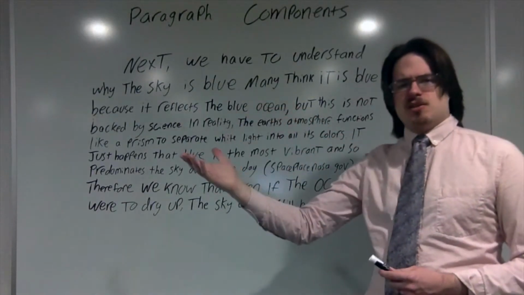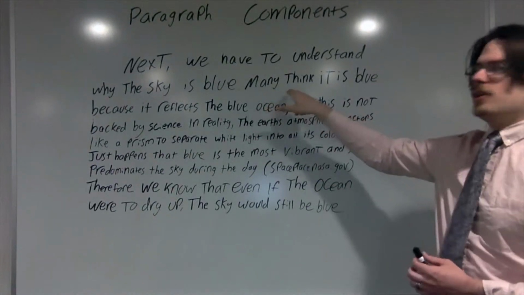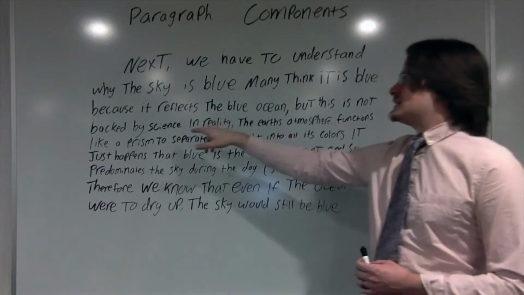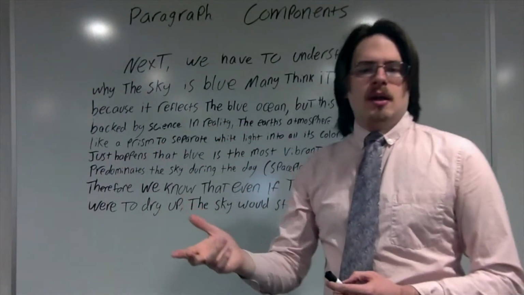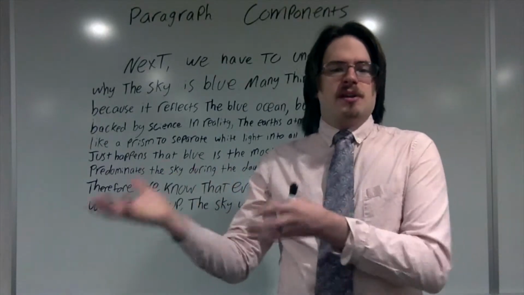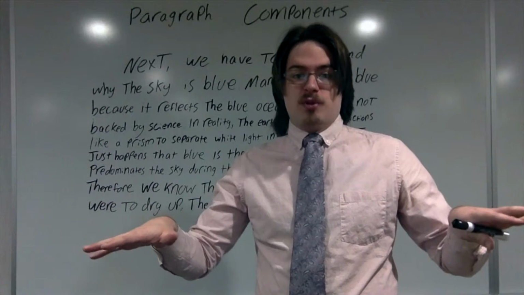So after the topic sentence, we have our supporting details. We have 2 of them. 1, many think it is blue because it reflects the blue ocean, but this is not backed by science. So this first one is, we could say, debunking, or it's basically saying it is not blue because of the ocean, right? It is given a false reason and showing that that's not true.